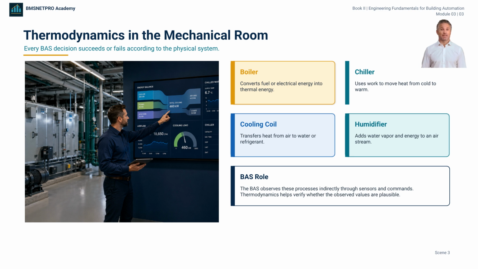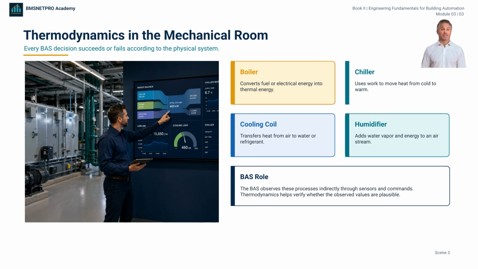Thermodynamics is not only something in an engineering textbook, it is happening every day in the mechanical room. A boiler converts fuel or electrical energy into thermal energy. A chiller uses work to move heat from a colder place to a warmer place. A cooling coil transfers heat from air into water or refrigerant. A humidifier adds water vapor and energy into an airstream.